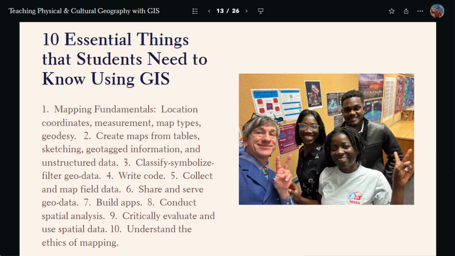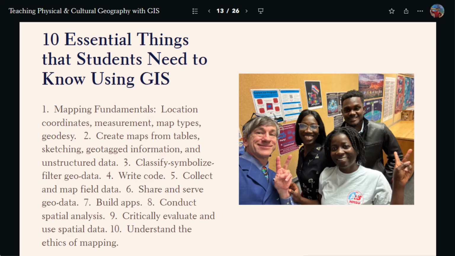My list of 10 things evolves, and we could have a discussion about them, but they include: Number 1, mapping fundamentals, location, coordinates, measurement, map types, geodesy. Number 2, creating maps from tables, sketching, geotagged information, and unstructured data. Number 3, classify, symbolize, filter geodata. Number 4, write code, even starting with few lines of Arcade expressions. Number 5, collect and map field data. 6, share and serve geodata. Decide when to share, when not to share.